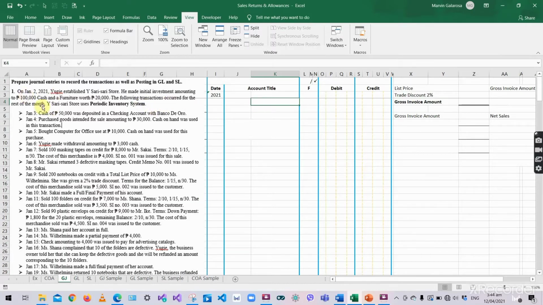On January 2, 2021, Yugo established Y Sari Store. He made initial investment amounting to 100,000 cash and furniture worth 20,000. The following transactions occurred for the rest of the month. Y Sari Store uses the periodic inventory method.